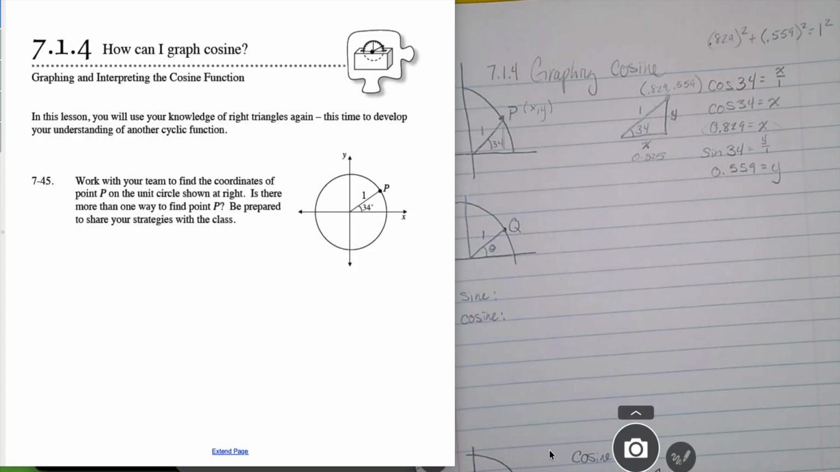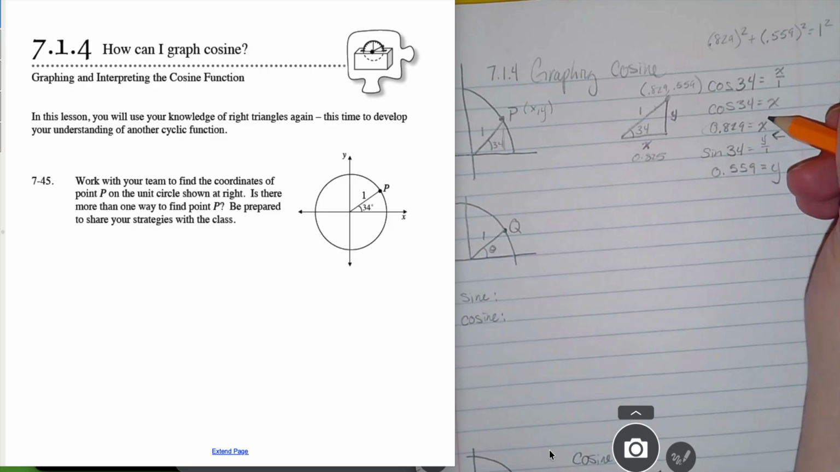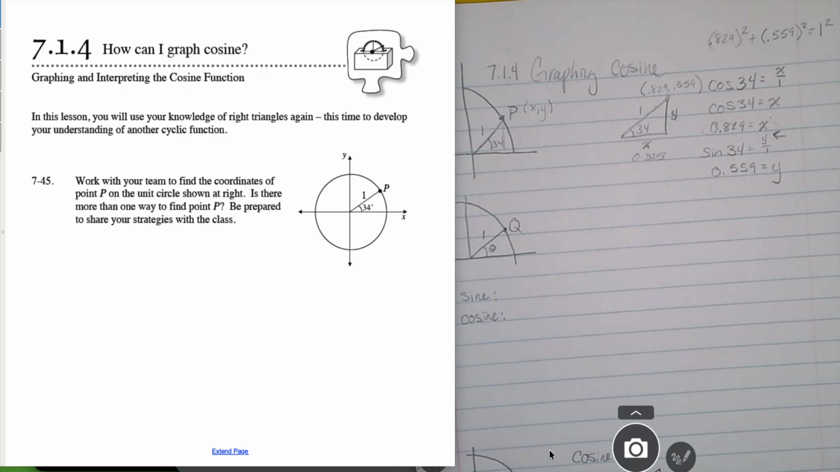Now, this is leading us towards where we're headed for today, which is basically the idea that we ended with 2 classes ago: that y is going to be the height, or your sine, and that x is going to be the width, or your cosine. So let's get into it.